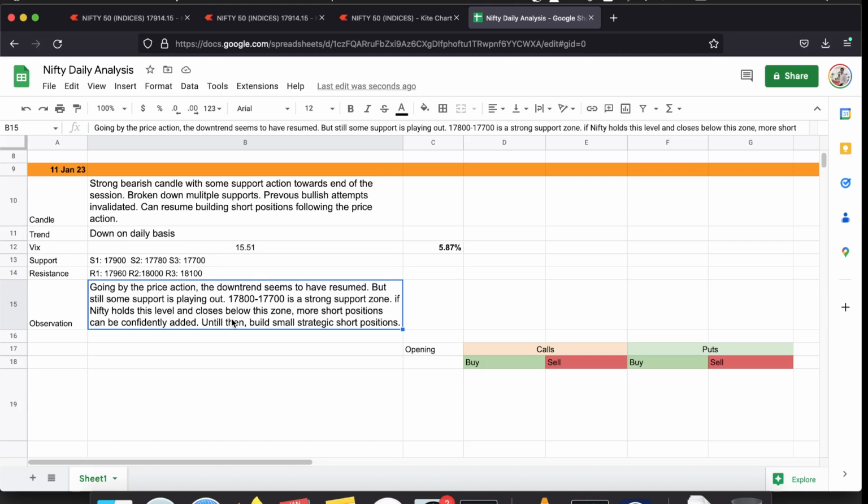And if Nifty closes below this level zone, then again more short positions can be confidently added, because the good support zone has been broken and it in turn will become a resistance zone now. So until it breaks the support zone, build small strategic positions whenever Nifty gives a high, or whenever you find an uptick.